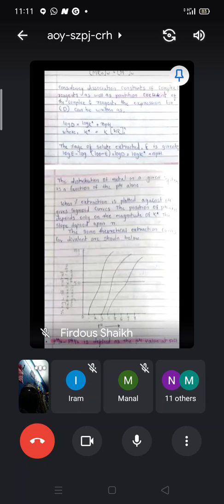The position on the pH axis depends only on the magnitude of K plus, and the slope depends upon n. Some theoretical extraction curves for divalent metals are shown below. Then we have seen that pH half is the pH value at 50% extraction: pH half = minus 1 upon n into log K plus. You have to remember that the curve depends upon the magnitude of K plus, and on the differences in the pH value of the two metals.